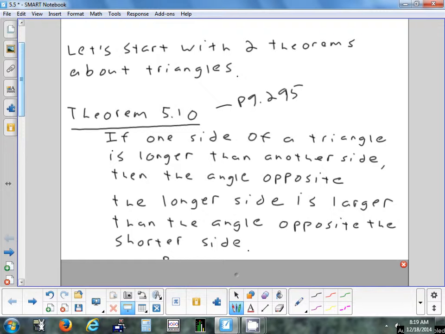All right, so you've got two sides in a triangle, and one side is longer than the other. The angle opposite the longer side is bigger than the angle across from the shorter side.